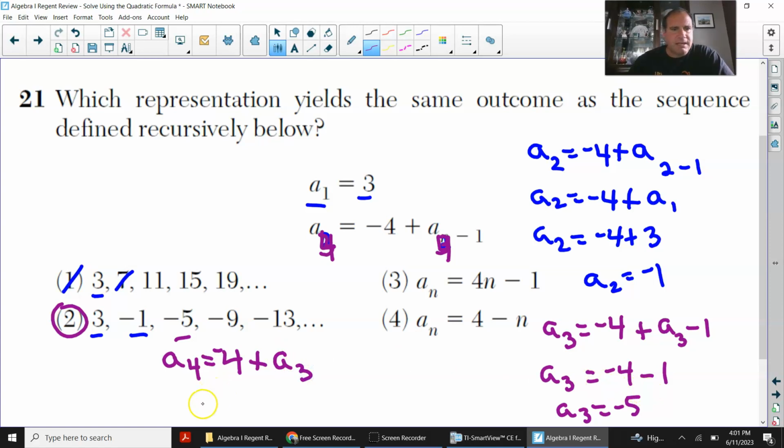A sub 3 was negative 5. So a sub 4 equals negative 4 plus negative 5. Negative 4 plus negative 5 is negative 9. 2 is definitely my answer. Right? That is it. You just have to follow the steps one by one and then get that sequence down.